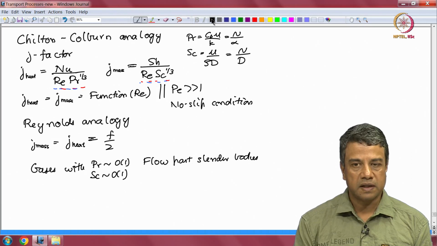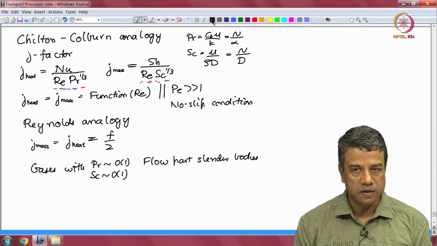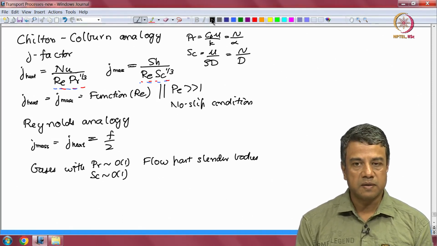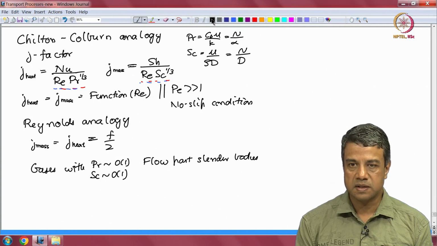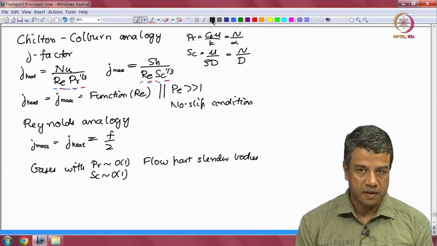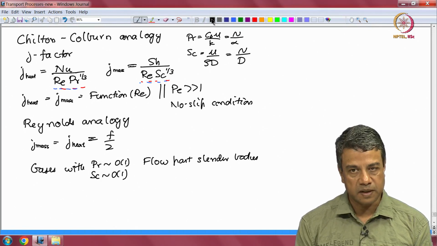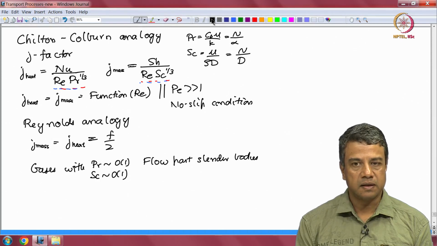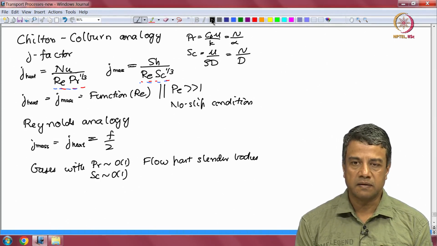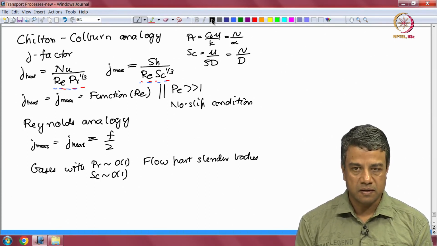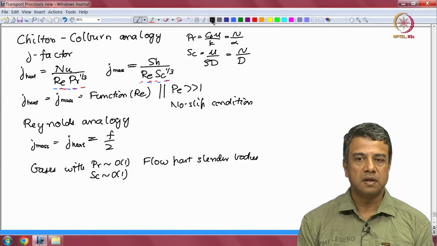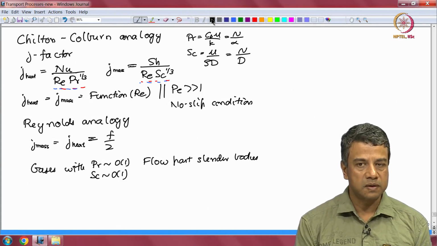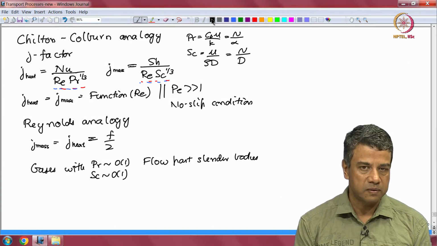You cannot have an analogy between momentum transfer and mass and heat transfer for two reasons. One is that momentum is a vector. So, the conservation equations, strictly speaking, have to be written as vector equations for the three components of the momentum, whereas mass and heat are scalars. They do not have any direction. Therefore, the fluxes of mass and heat are vectors along the direction of transport, whereas flux of momentum is what we will call a tensor. So, that we will come back to later.